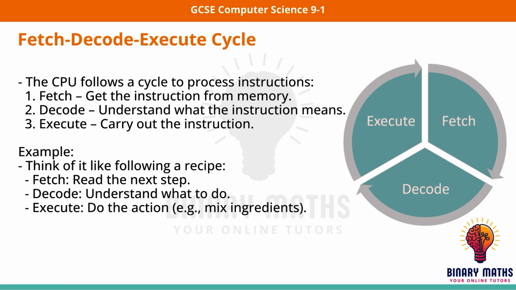Here's how it works. The first, which is the fetch stage, the CPU fetches the next instruction from memory. The second, which is the decode stage, the CPU decodes the instruction to figure out what it needs to do. The third, which is the execute stage, this is where the CPU carries out the instruction, like adding two numbers or moving data. To give you an example, imagine you're following a recipe.